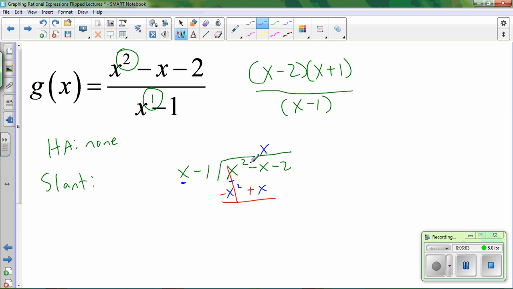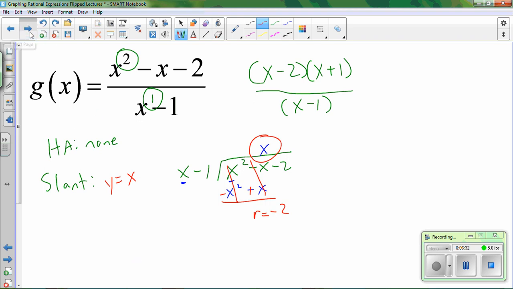And in this case, our second column also cancels out, and you have a remainder of negative 2. Now, x doesn't go into negative 2, so that's how you know you're done. Your remainder in this case is negative 2, but it really doesn't matter much. All that matters is what's up here. That's the equation of your slant asymptote. Y equals whatever's up there.